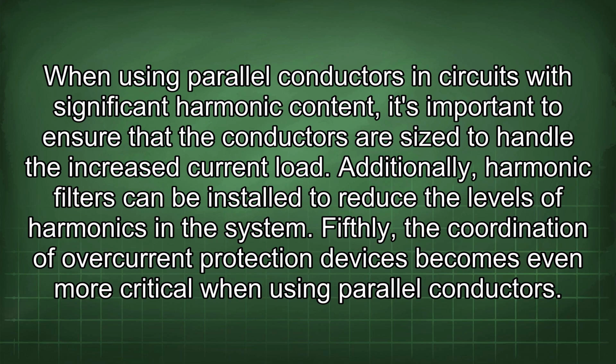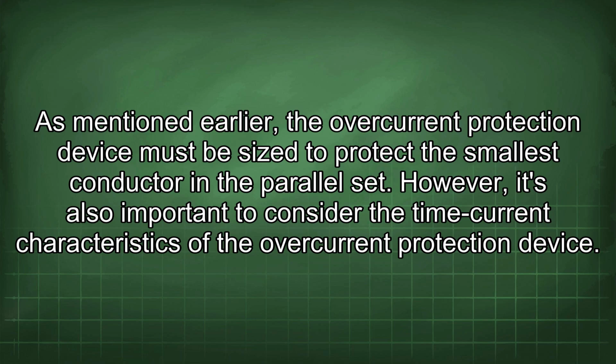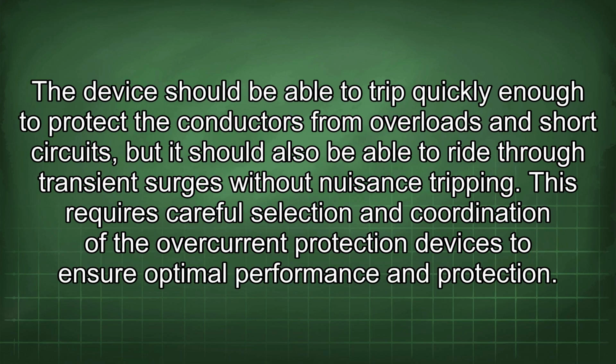Fifthly, the coordination of overcurrent protection devices becomes even more critical when using parallel conductors. As mentioned earlier, the overcurrent protection device must be sized to protect the smallest conductor in the parallel set. However, it's also important to consider the time current characteristics of the overcurrent protection device. The device should be able to trip quickly enough to protect the conductors from overloads and short circuits, but it should also be able to ride through transient surges without nuisance tripping. This requires careful selection and coordination of the overcurrent protection devices to ensure optimal performance and protection.